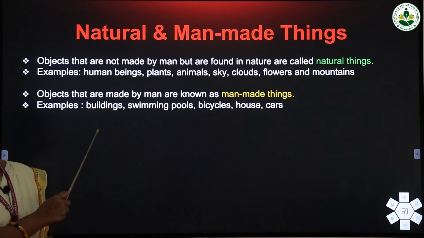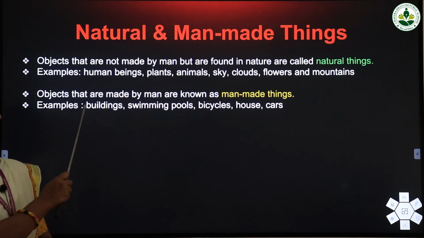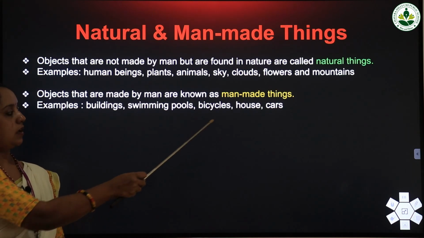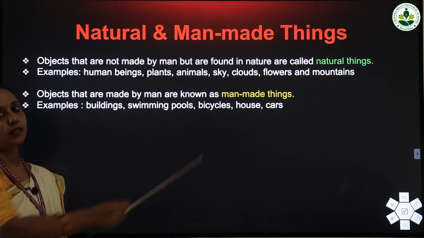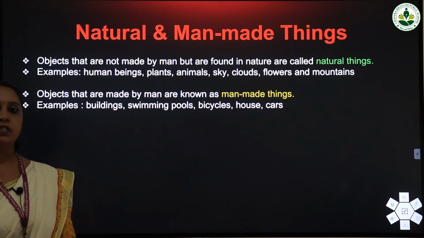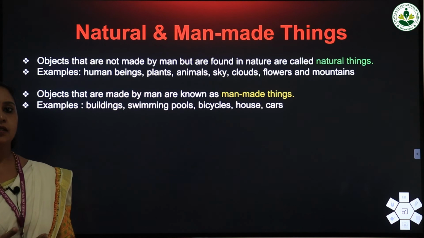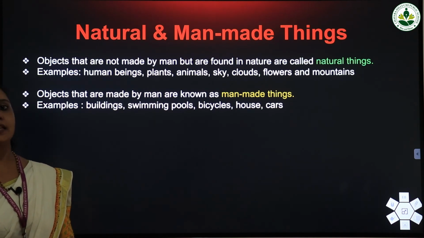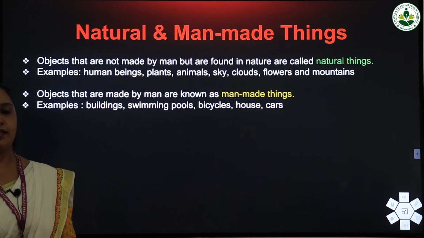So which are the examples? Let us repeat once again. Buildings, swimming pools, bicycles, houses and cars. So there are other examples also. You can write whichever example you like. Okay. So table, chair, books, pen, pencil, all these are examples for man-made things.